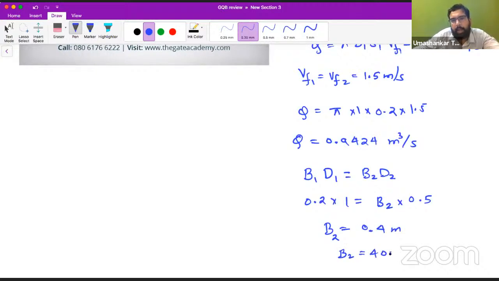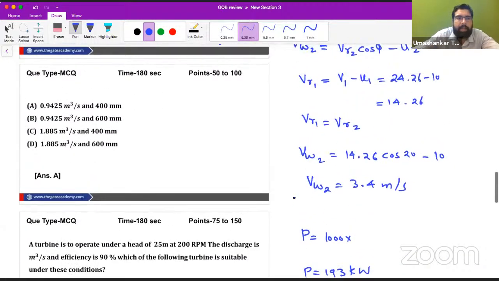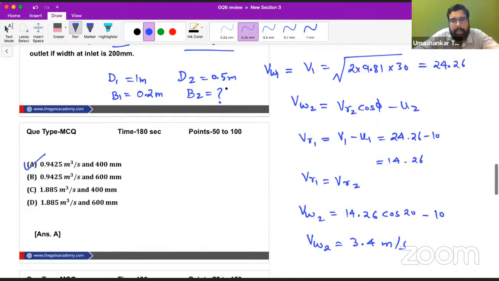That means 400 mm. I hope it is fine to all of you. Is it fine, beta? That means 400 mm. So what should be the correct answer? A. Many of you have given B as the answer. So what mistake have you committed in this question? I hope you find the mistake here.